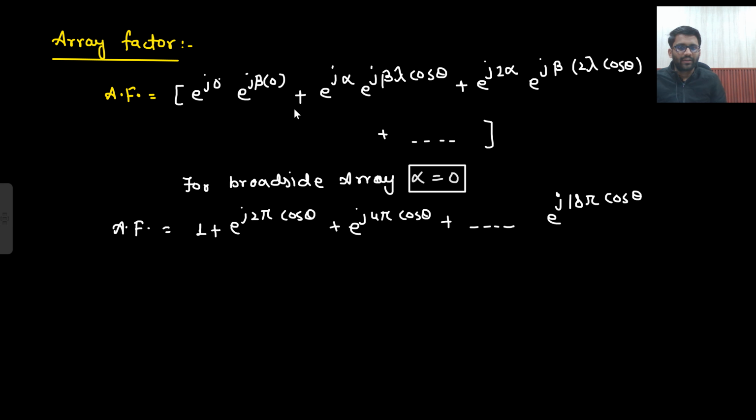Are you able to understand this point? Alpha I am putting 0, because for broadside array alpha should be equal to 0. Beta lambda cos theta, what is the value of beta lambda? 2 pi. Beta lambda is 2 pi only, so the next would be 4 pi. In that manner the last one will be 18 pi, because how many terms are there? 10 terms are there.